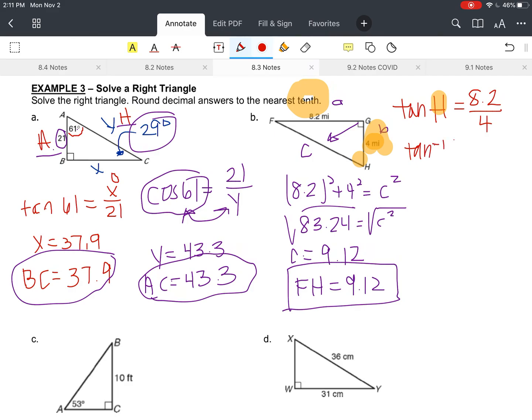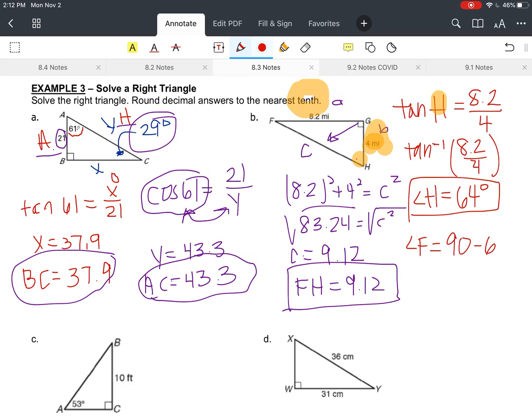And again, I want to find out what angle H is, so I have to use inverse tangent. So I'm going to say the tangent inverse of 8.2 divided by 4. Put that in your calculator, and you're going to get H is about 64 degrees. It said round to the nearest tenth. For angles, I find it easier just to round to the nearest whole number. So angle H is 64 degrees.